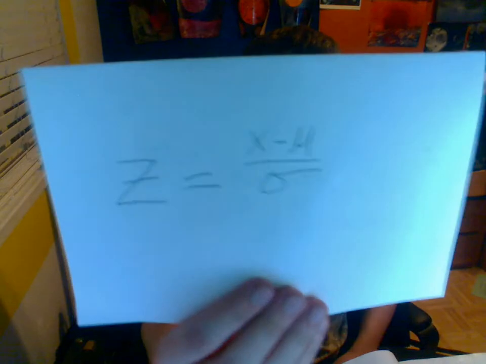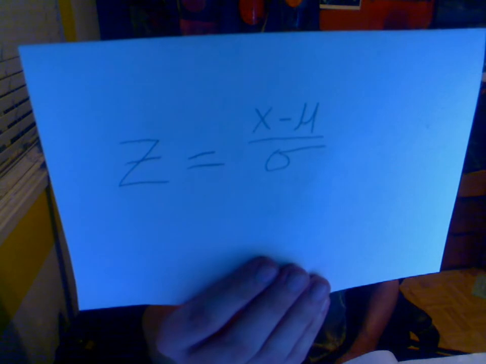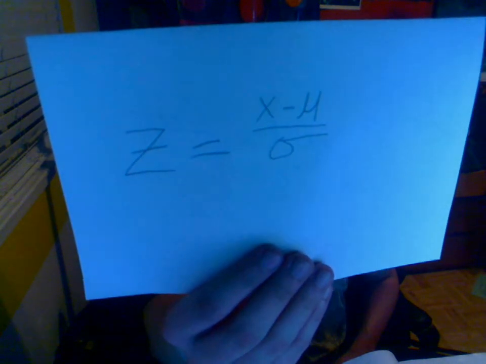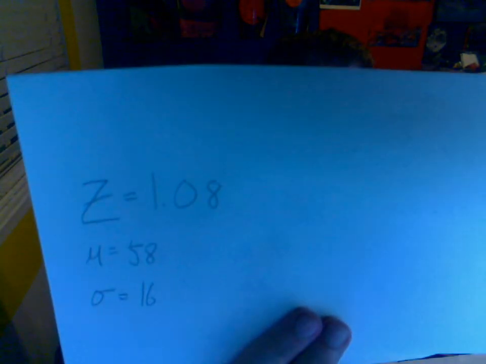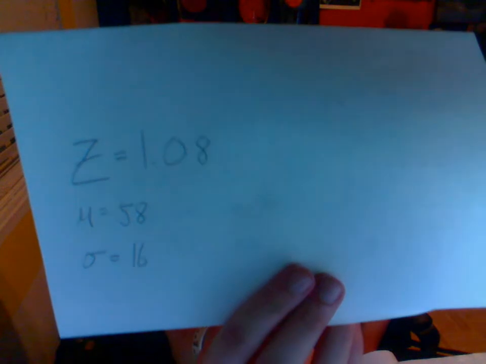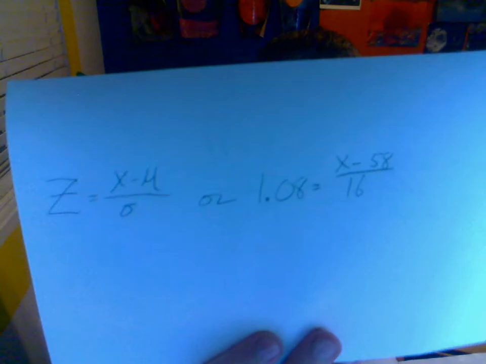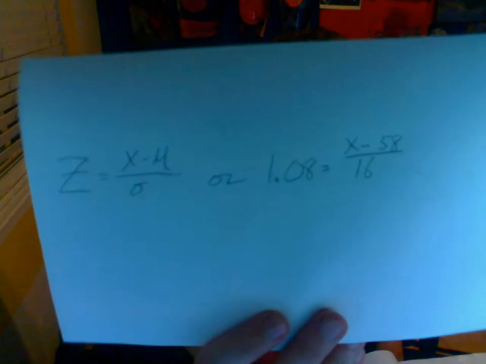1.08. Now, to use that, we need to use the Z distribution formula, which is Z is equal to x minus the mean divided by the standard deviation. The formula looks a little weird, I know, but on the flip side, Z is equal to 1.08, the mean is equal to 58, and the standard deviation is equal to 16. Now, if we implement that in the formula, you get 1.08 is equal to x minus 58 divided by 16.